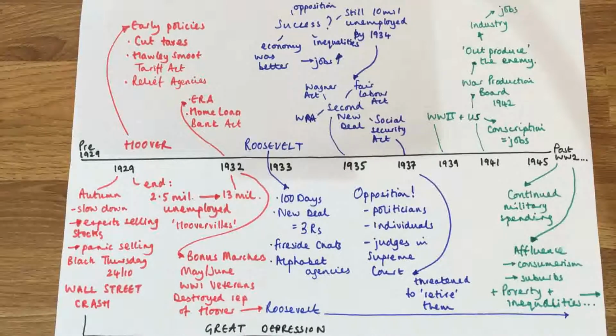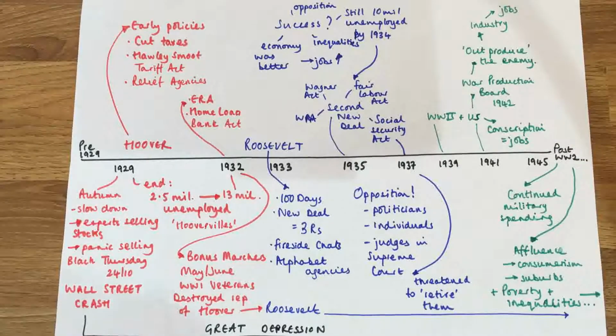Violence erupted, the army was sent in. People were killed, people were injured. This went a long way to destroying the difficult reputation that Hoover already had. He was painted as someone who didn't care, painted as someone who was happy to use violence against people who'd lost everything. And that definitely contributed to Roosevelt coming to power in the elections of 1933.